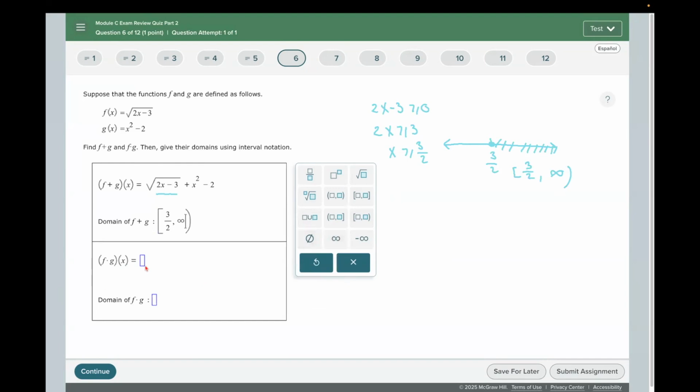Very good. Now for f times g, I'm just going to take the product of them. So I'm going to have square root of 2x minus 3 times x squared minus 2. This is actually going to have the same domain. Again, the only thing that can go wrong is, well, what happens if what's under the square root is less than 0. So exactly the same thing here. So let's do 3 over 2 to infinity. Perfect. Let's keep going.